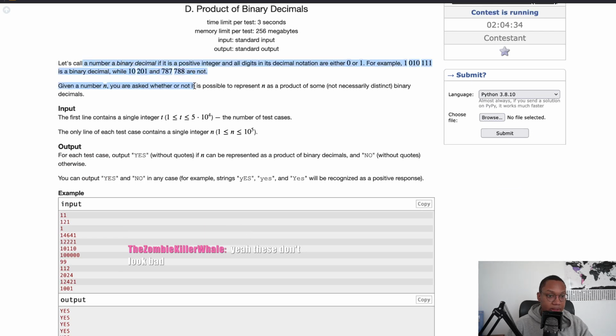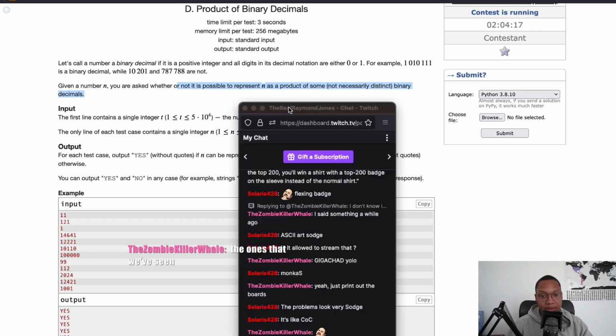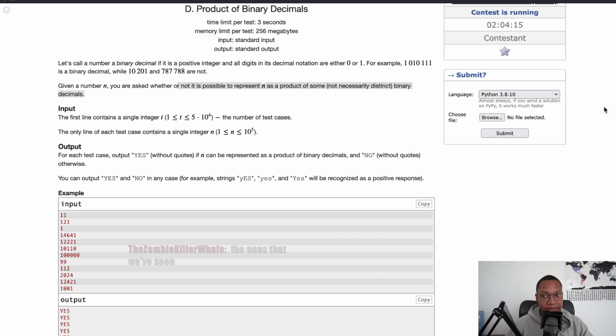Let's call a number binary decimal. Given a number, you are asked whether or not it's possible to represent it as a product. The ones we've seen, they probably get progressively harder. The last ones could be impossible. Okay, I think that's it.